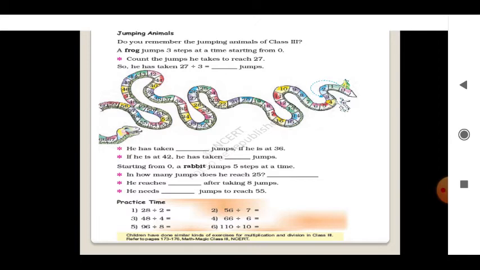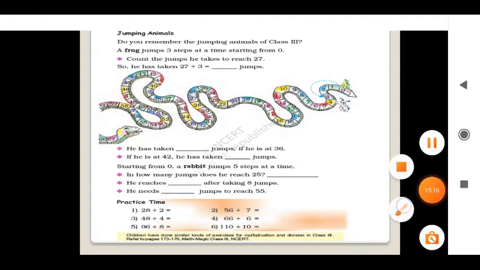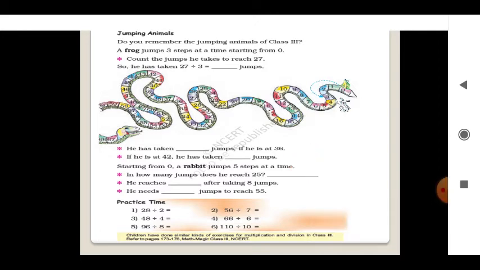Starting from 0, a rabbit jumped 5 steps. So here it is like that only. Starting from 0, the rabbit jumps 5 steps each time. In how many jumps does it reach 25? If you divide 25 by 5, what is the answer? 5 fives are 25. So it reaches 25 at the 5th jump.